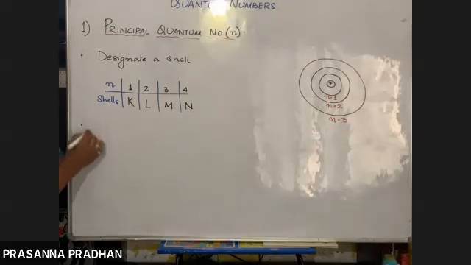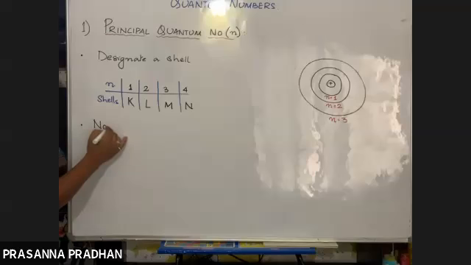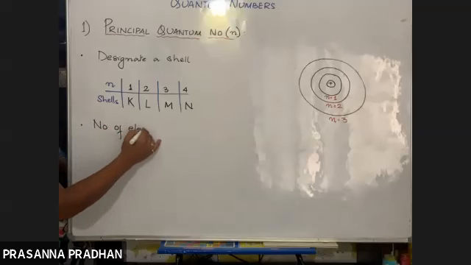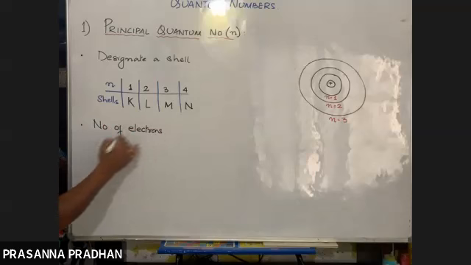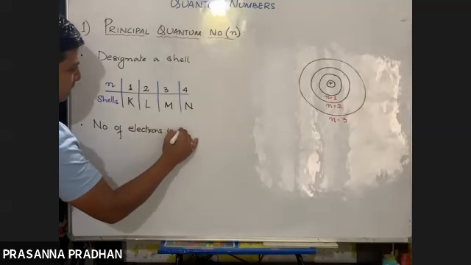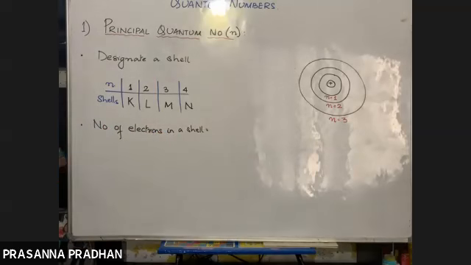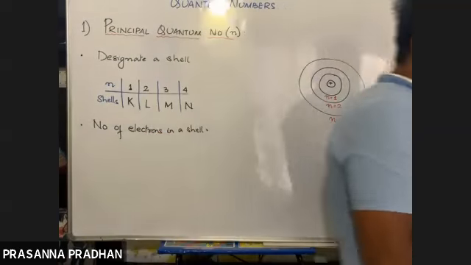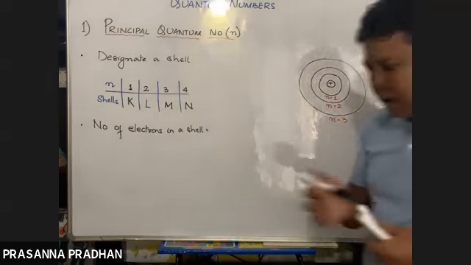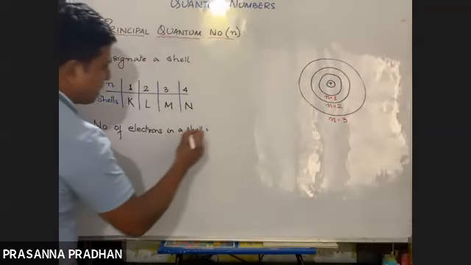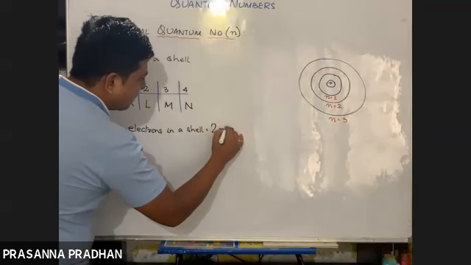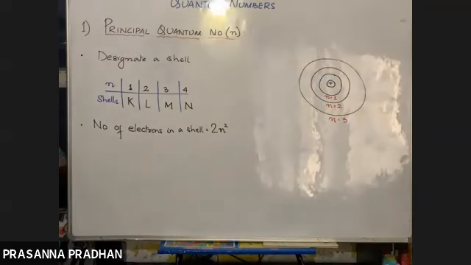Second, it helps us to calculate the number of electrons in a shell. How many electrons can be accommodated in a particular shell is given by the value of this principal quantum number. Any one of you, what is the formula for calculating the number of electrons in a particular shell? We should be knowing this. The formula is 2n square.